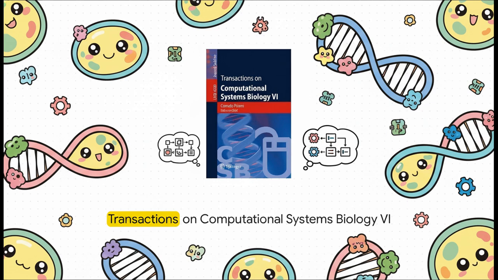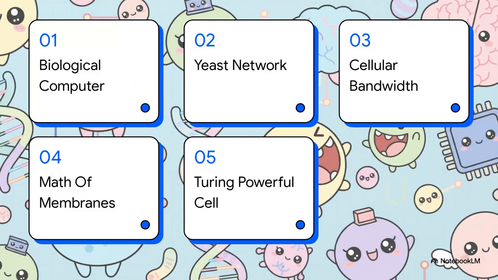Now, this fascinating science comes directly from a pretty dense 2006 text called Transactions on Computational Systems Biology, VI. It gathers these absolutely groundbreaking papers that treat biological networks and cell membranes as pure computational structures. So, we're going to break down two of the most fascinating studies from this work to see exactly how biology calculates.